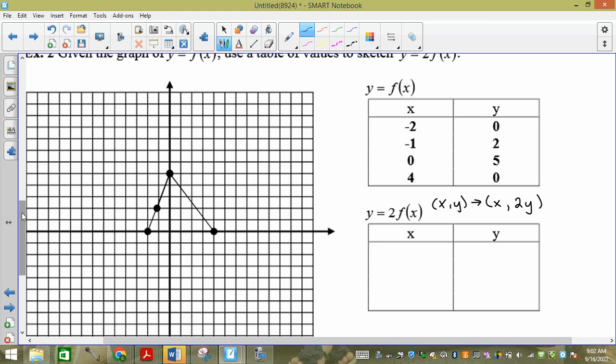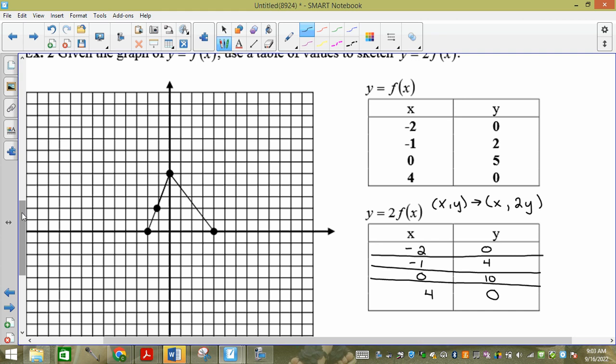So negative 2, 0 is going to become negative 2 and then 2 times 0. So it's going to stay negative 2, 0, right? And negative 1, 2 is going to be negative 1, and then 2 times 2, which is 4. 0 and 5 is going to become 0 and 2 times 5, which is 10. And then 4 and 0 is going to become 4 and 2 times 0, which is 0. That's an aggressively large box. Oops. Didn't really space that out properly.